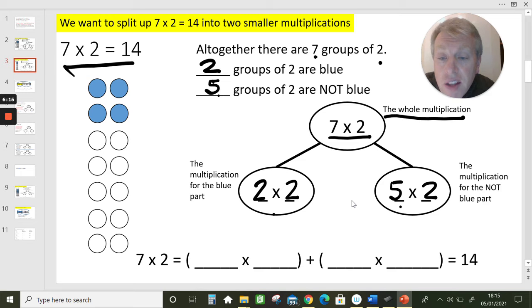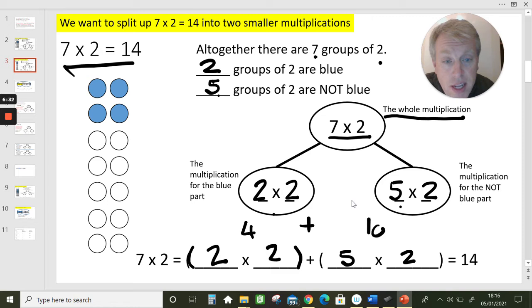We can write it like this. 7 times 2 is the same as 2 times 2 in brackets. Add 5 times 2. We want to check it. 2 times 2 is 4. Add 5 times 2 is 10.